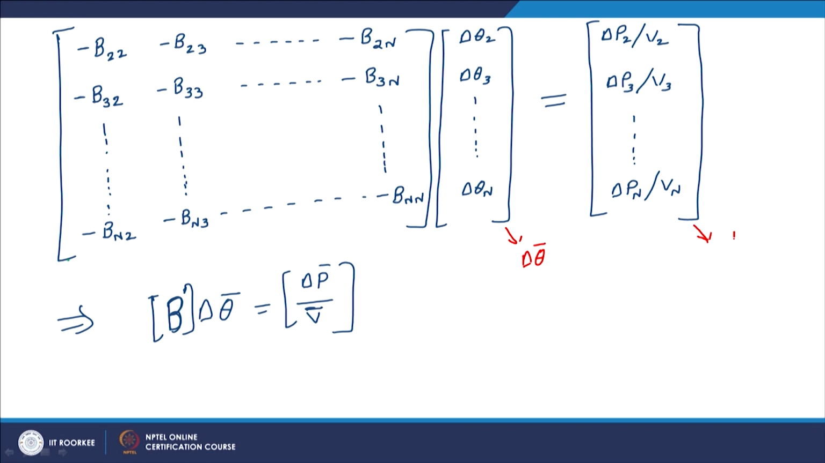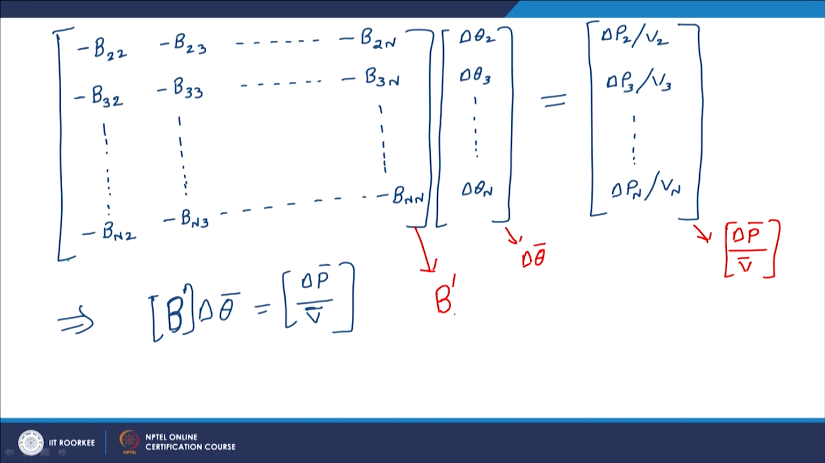This we denote as del P by V vector, where the ith element is nothing but del Pi by Vi, and this matrix is called the B dash matrix. This matrix is a constant matrix. And what is this matrix? This matrix is nothing but the negative part of the elements of the bus admittance matrix.